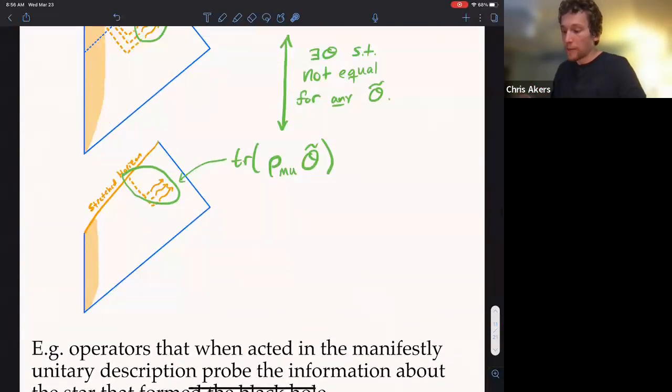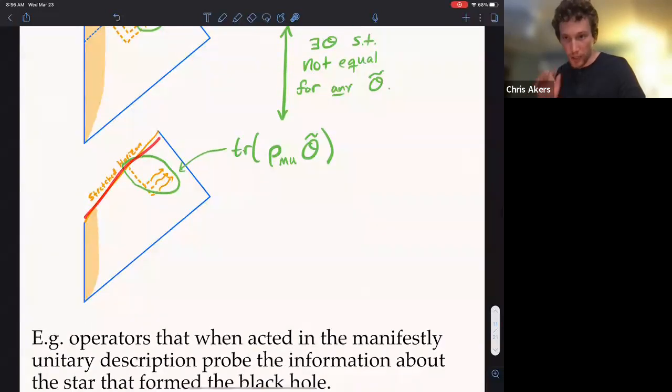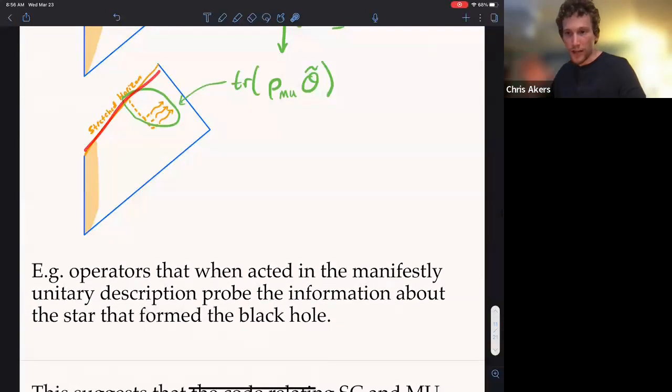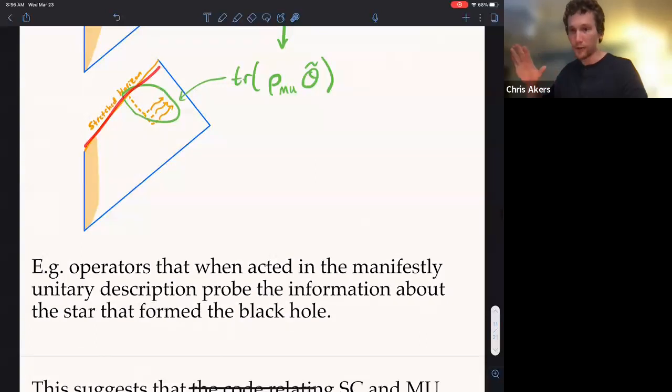So in the manifestly unitary description, I'm really just replacing the interior with the stretched horizon, which has its own state that is a little bit more mysterious. I'm not prescribing any particular Hamiltonian to it. I'm being agnostic about that.